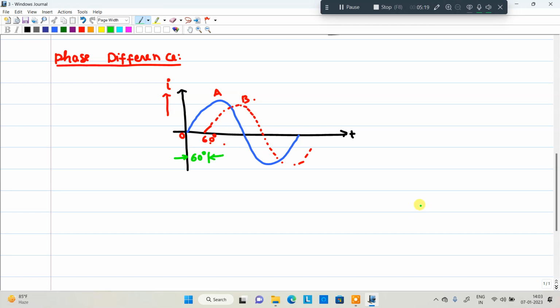Similarly, the waveform of A is leading with B, because it's starting from 0. After 60 degrees the waveform B is started. So here current I, let me take another color. Here current IA, for example, is leading, IA is leading.